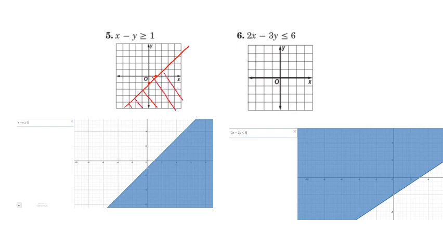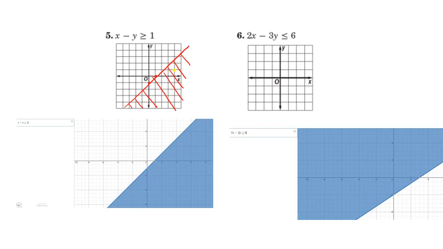And again, we can test those points. So if I want to test the point, let's see, 4, 1, which is right here. 4 minus 1 is 3, which is bigger than 1. So again, all those points work in that inequality.